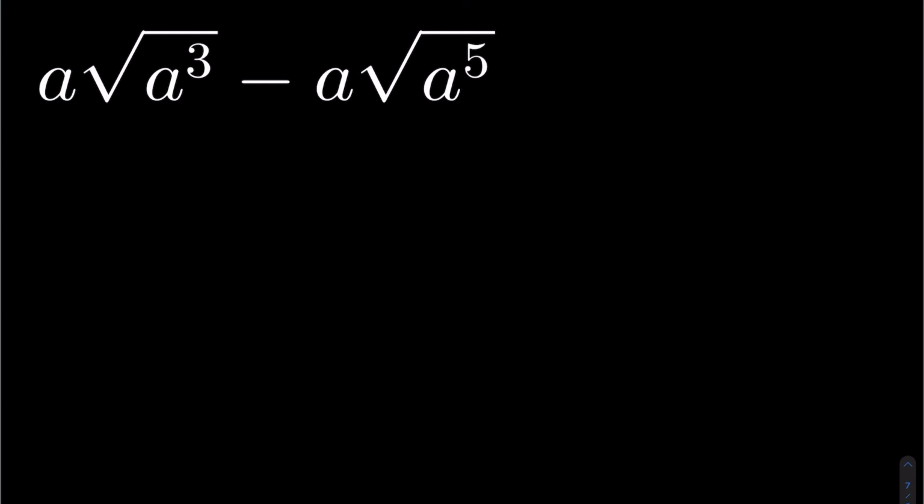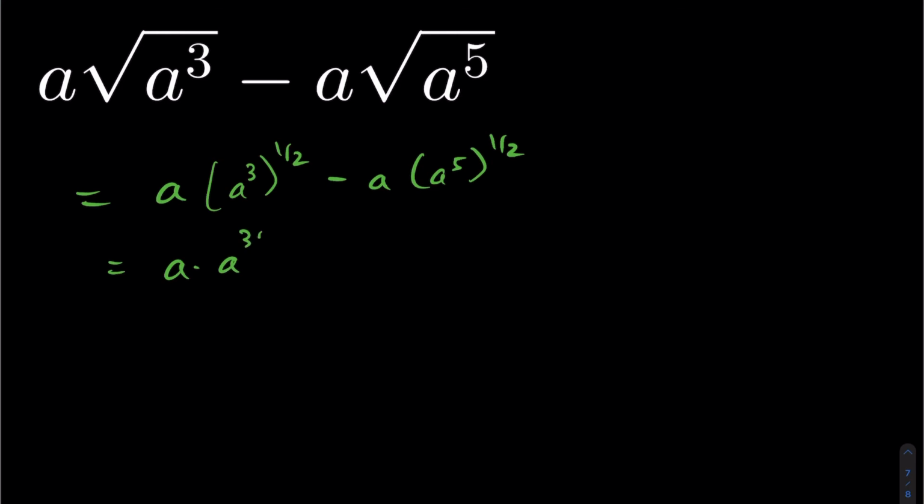So for the next example, same idea. We want to use our exponent rules. Let's rewrite this one here. I've got the square root of a cubed. Rewriting that in exponential form, that would be a cubed to the power of a half. Minus, now I'm taking the square root of a to the power of 5. So that's a to the power of 5 to the power of a half. In which case here we get a times a to the 3 halves, minus a times a to the 5 halves.